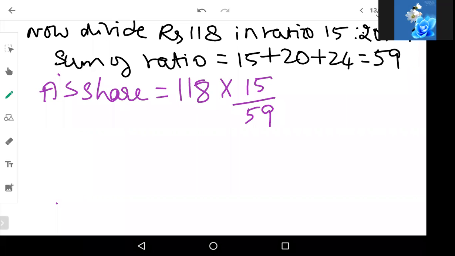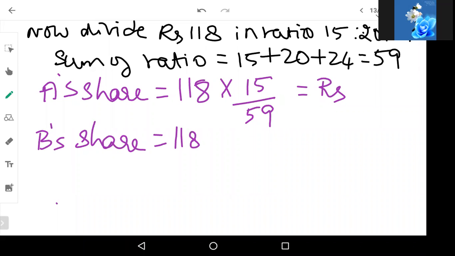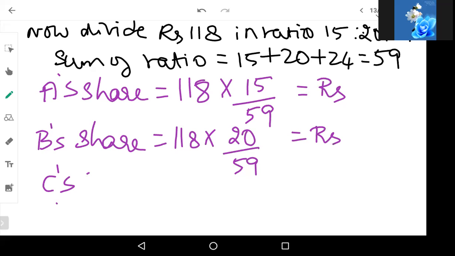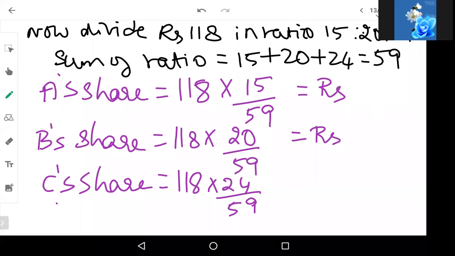Now find out the amount for this. What is the amount that you get? 118 into 15 by 59. Quickly. 30. Okay. Good, good, Kirti. So for first it will be 30.